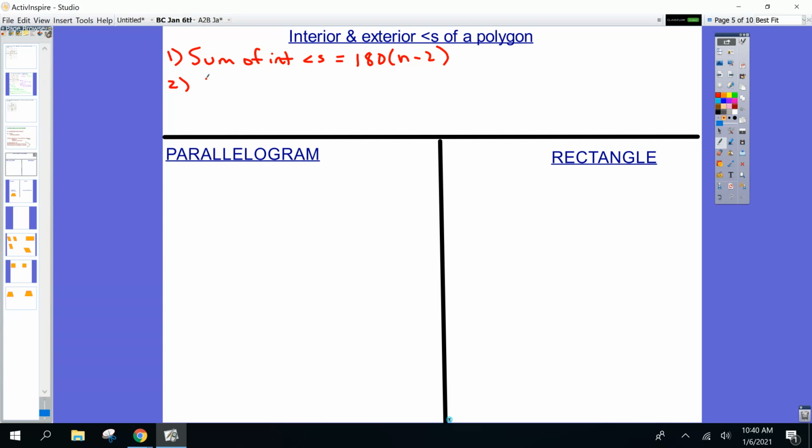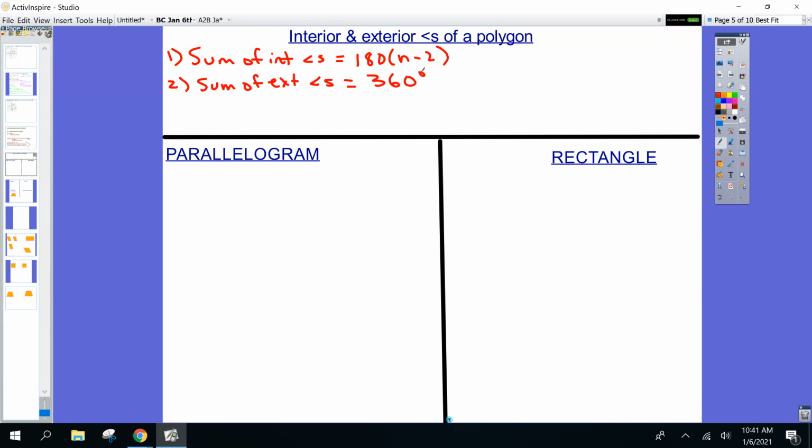All right. What about, let's go outside the polygon. What about the sum of the exterior angles? What do you got for me there, kids? 360. I don't need a formula. It doesn't matter the number of sides. It's always 360 degrees, the sum of them.